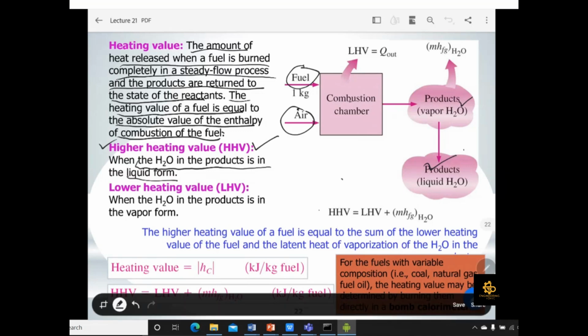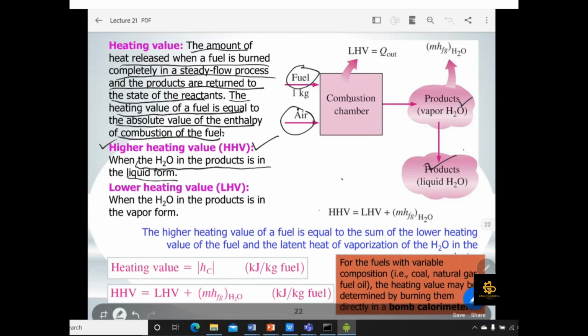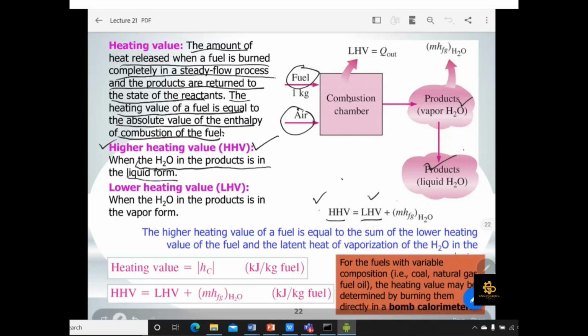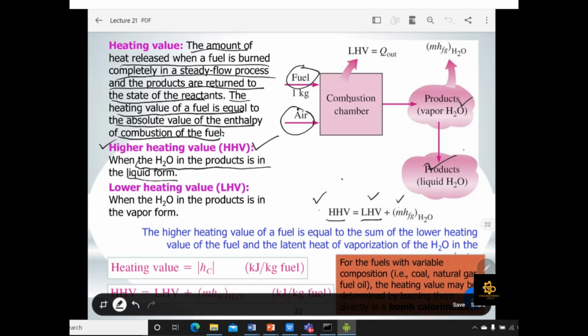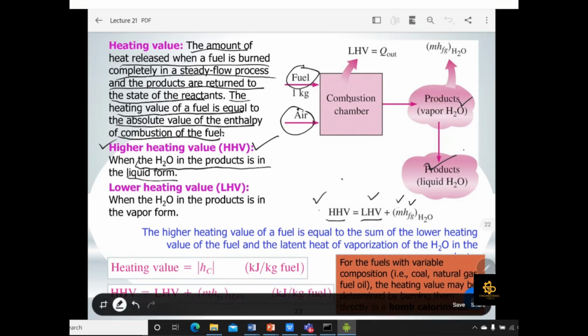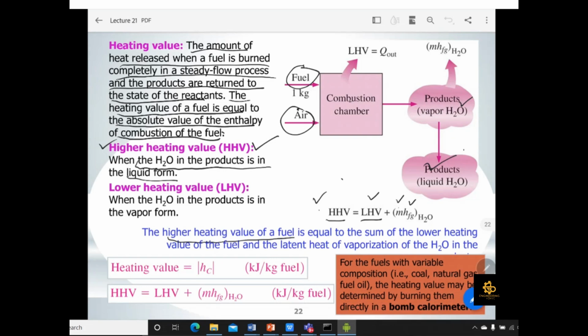Then how do we correlate the low heating value with the high heating value? It is by a simple equation: high heating value is equal to lower heating value plus m times HFG. Here m is the mass of H2O on the product side, and HFG is a value we can easily find in the thermodynamic table as well. So the high heating value of a fuel is equal to the sum of the lower heating value of the fuel and the latent heat of vaporization of H2O.